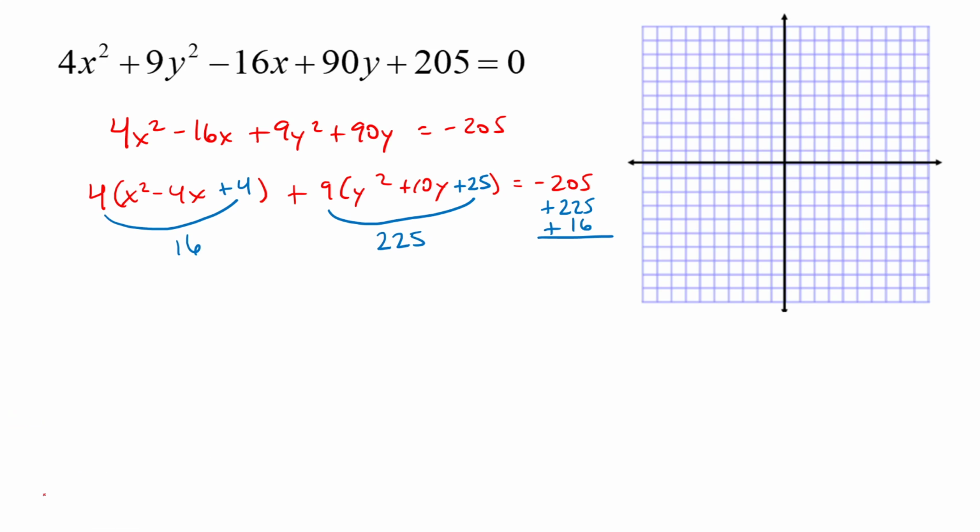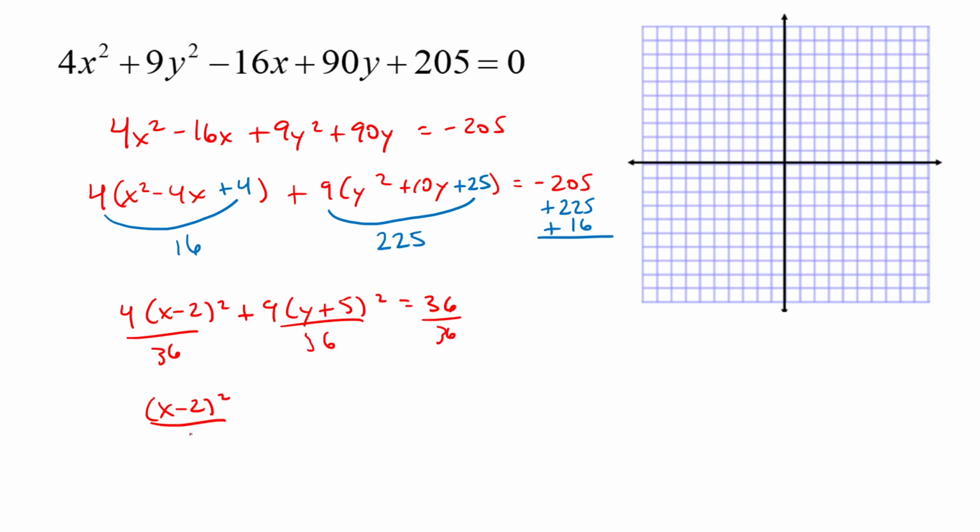Okay, so writing that out. Go ahead and factor: (x minus 2) squared plus (y plus 5) squared equals 36. And then remember the last step is divide everything by 36. And then the 4 and the 9 are going to switch. 4 goes into 36 9 times. 9 goes into 36 4 times. So that's going to work out.